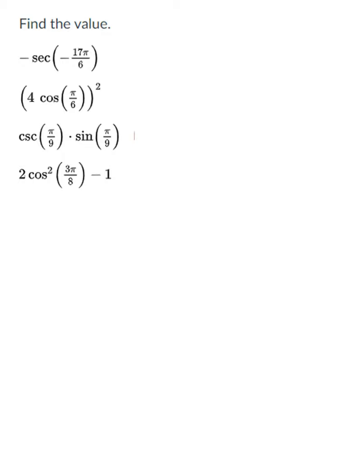All right, on this problem, they've given us 4 separate unrelated math problems. Let's take a look at the first one. There are 2 challenges in this problem. One is that they're asking us to compute a secant, and the second challenge is that we have this strange-looking arc, negative 17 pi over 6.